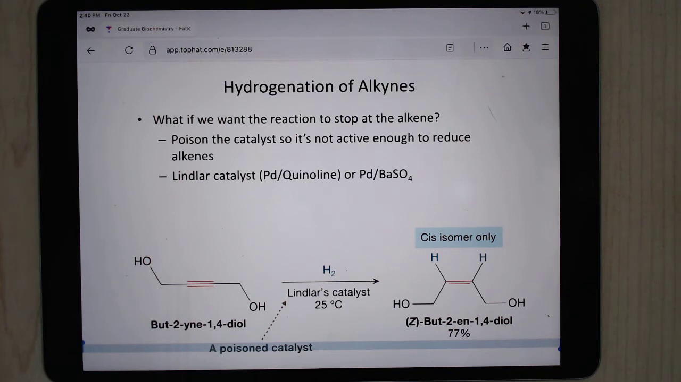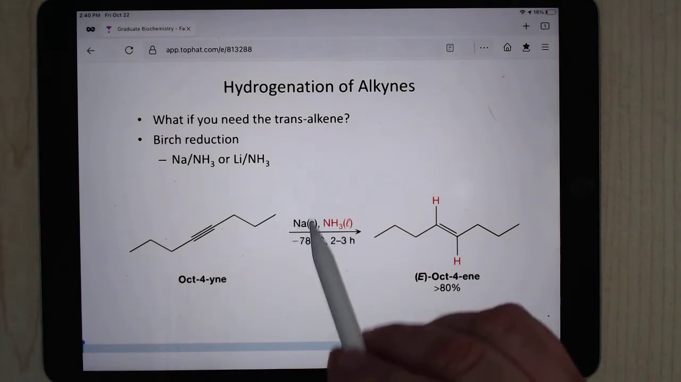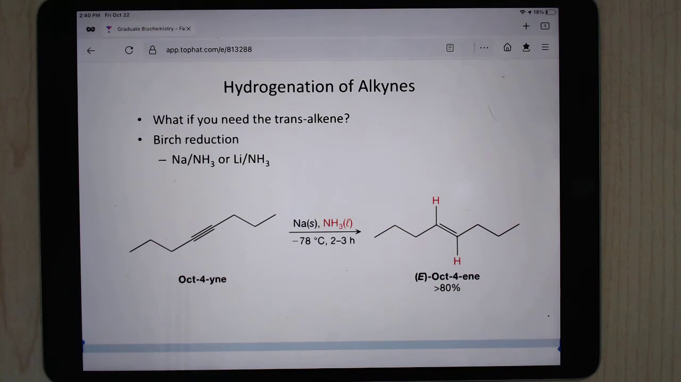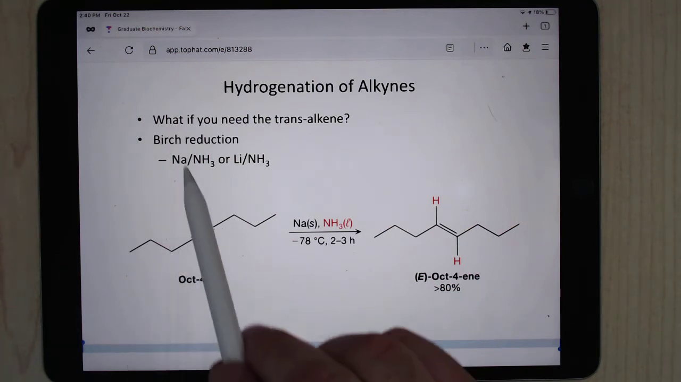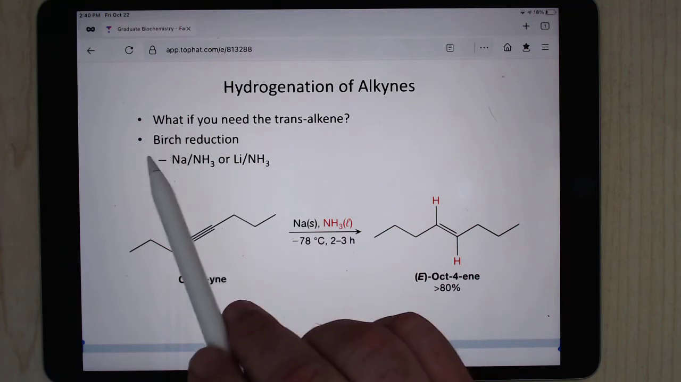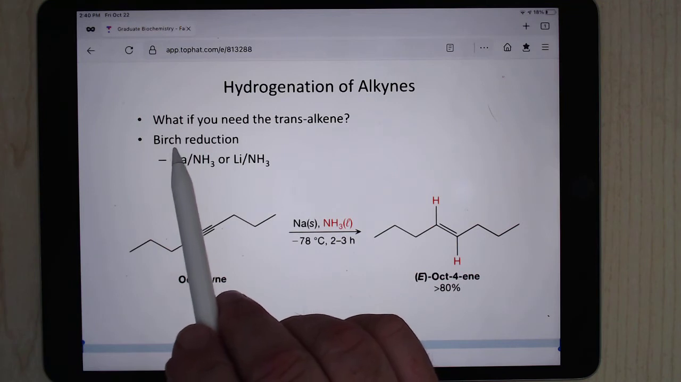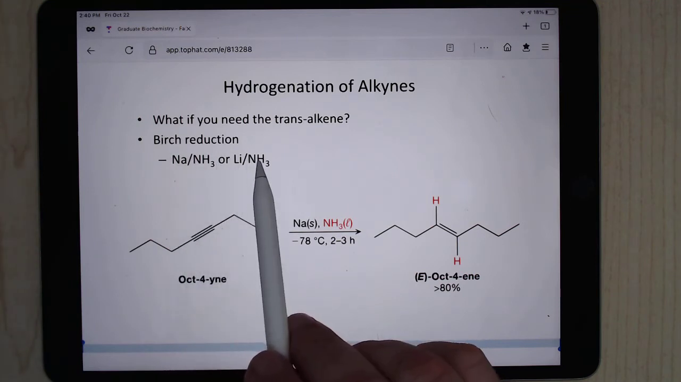But what if we want to get the trans? Well, just like when we were adding HBr and wanted to switch the preferences, we have to do a different mechanism. For this one, what they ended up doing is using sodium metal in the presence of ammonia gas. It's what's called a Birch reduction, named after Professor Birch, not the type of wood. You either do sodium in the presence of ammonia or lithium in the presence of ammonia.